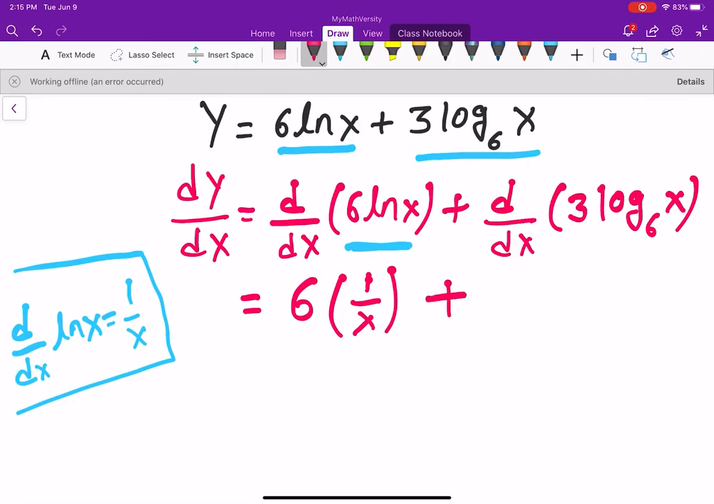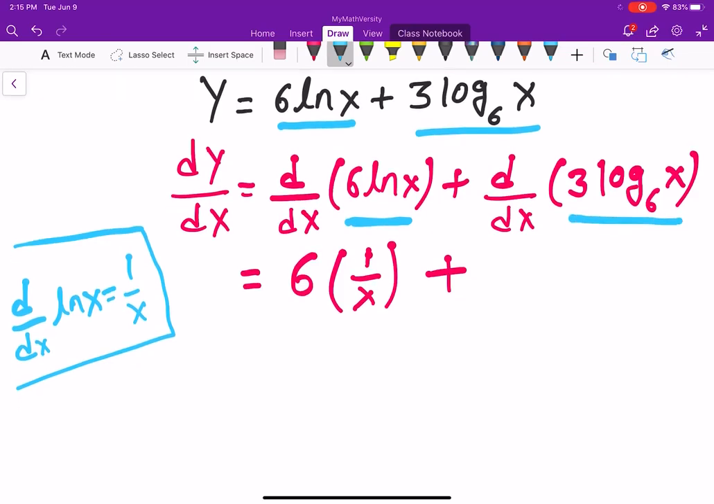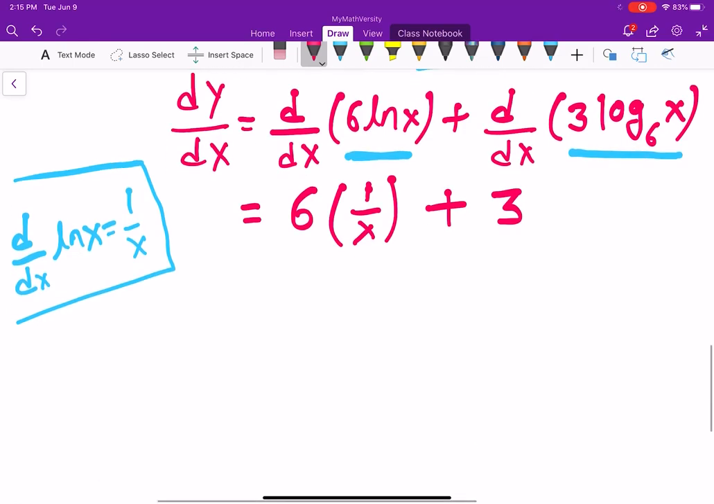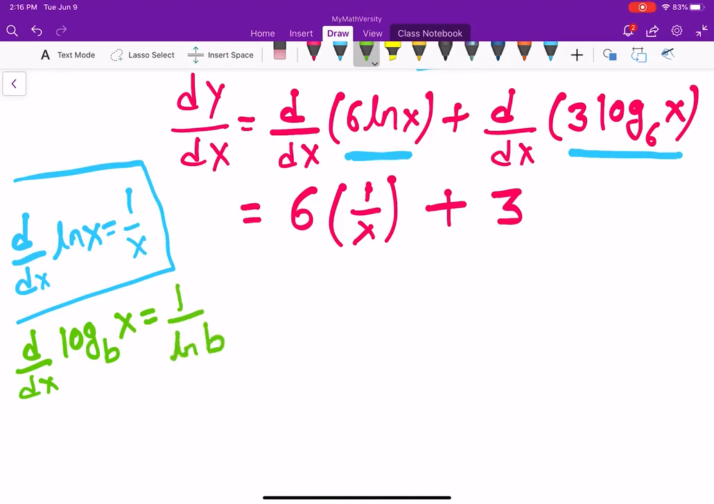Plus, in the same way, since we have 3 multiplied with log to the base 6 of x, what we can just do is use the constant multiple rule. So leave the constant as it is, multiply by the derivative of log to the base 6 of x. How to find that? We know that the derivative of log to the base b of x is actually equal to 1 over ln of b times 1 over x. So this is the formula we have.